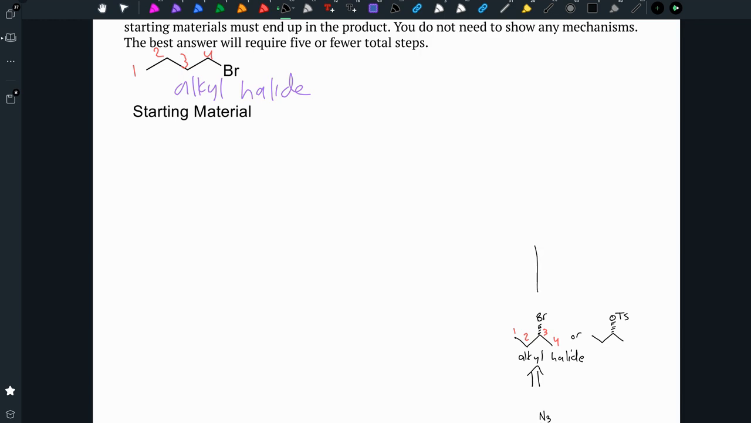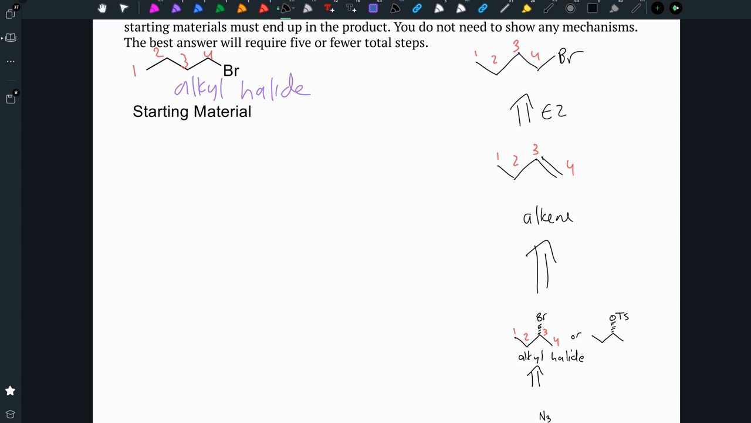So this could have come from an alkene that looks like this, and I could make that alkene via an E2 elimination from my starting material.